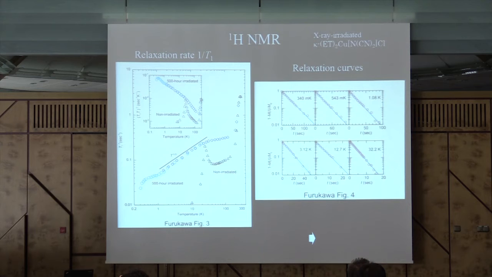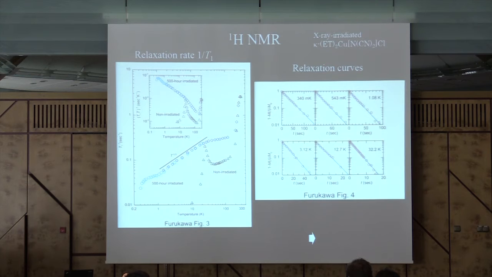This is the NMR relaxation rate. Before X-ray irradiation, the 1/T1 shows a sharp peak, again indicating magnetic ordering. However, after irradiation, no sharp anomaly, but some kink occurs. An interesting point is that this is the NMR relaxation curve. In the whole temperature range, the NMR relaxation is single exponential. This means that it's homogeneous. We encountered some stretching of the NMR relaxation curve in the original quantum spin liquid, but this disordered material shows a very homogeneous relaxation. It's a very funny and very interesting point.